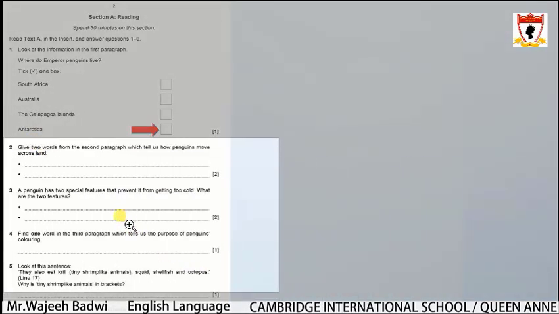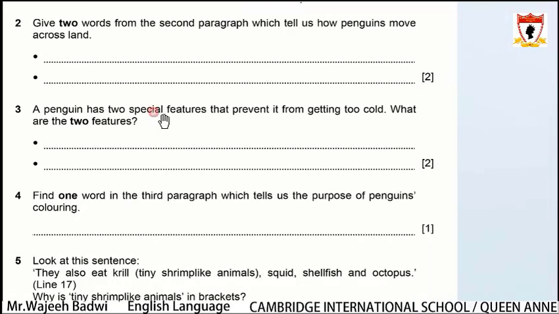Let's go back again to the second question. Give two words from the second paragraph which tell us how penguins move across the ice land. So how do penguins move across the ice land? How do they move? This one is in the second paragraph they mentioned. So how do they move? Again, go back to the second paragraph, read it, and try to remember how do they move?